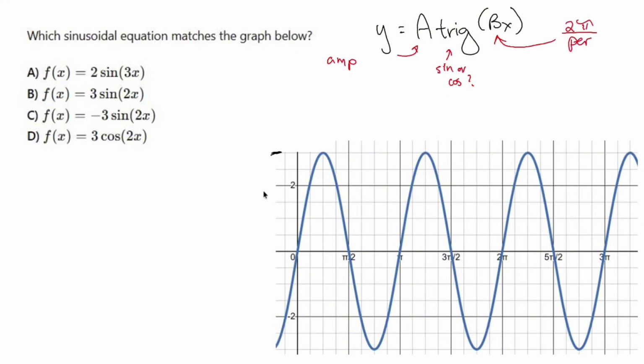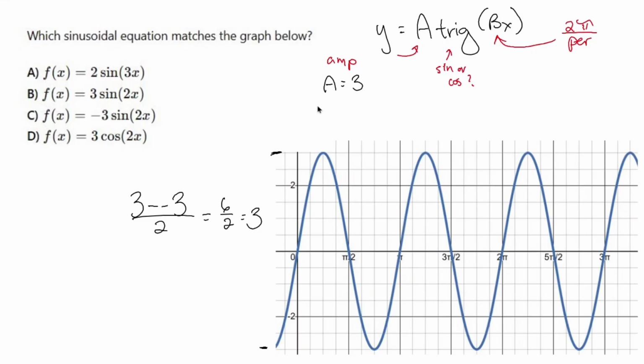The very tippy top is 3, the very bottom is -3, and the amplitude can be found by doing 3 minus -3 all over 2, which is 6 over 2, which is 3. The amplitude is half the distance from the top to the bottom. So the amplitude is going to be 3.